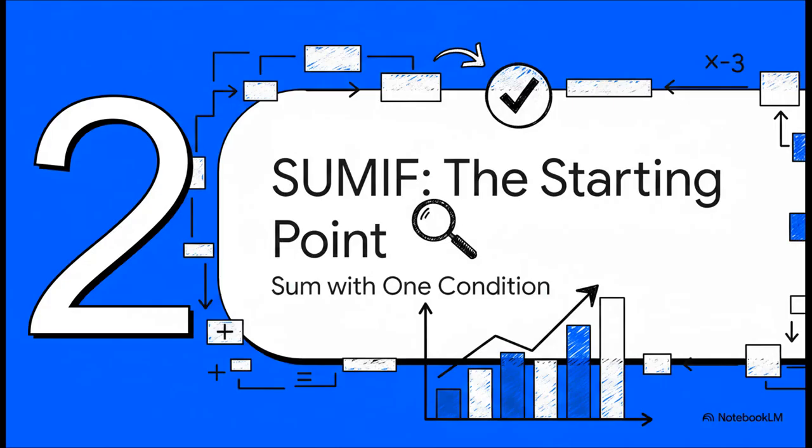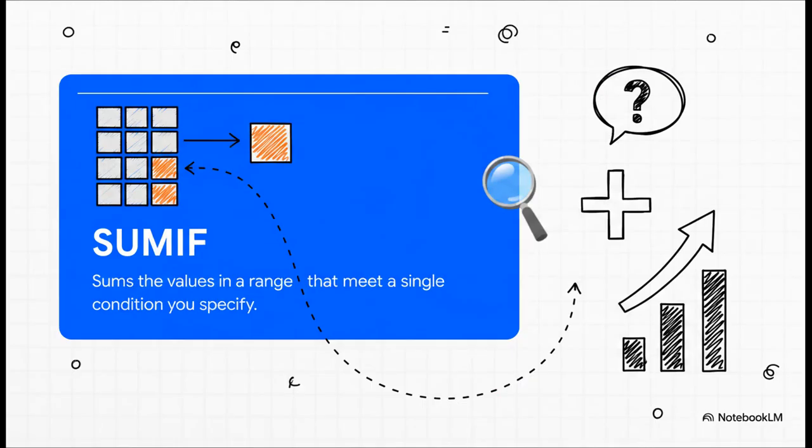So, our journey starts with the foundational function, SUMIF. It's honestly the perfect place to begin because its logic is super simple and clear, and it really forms the basis for everything else we're going to cover. The job of SUMIF is simple but incredibly powerful. It looks through a bunch of cells for one specific thing you tell it to find, and then it sums up the corresponding values in another column. One condition, one sum. That's all there is to it.